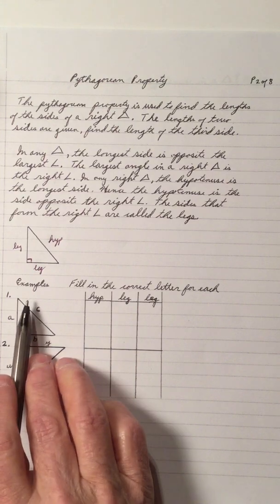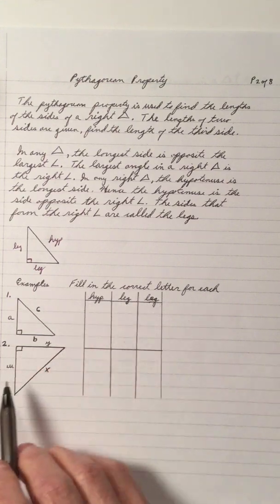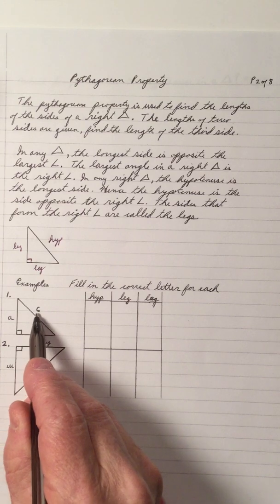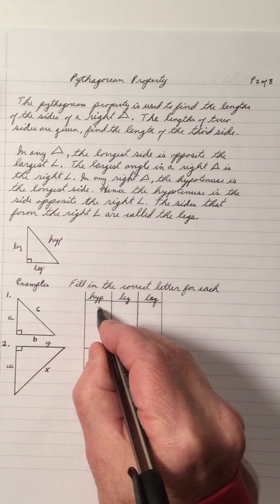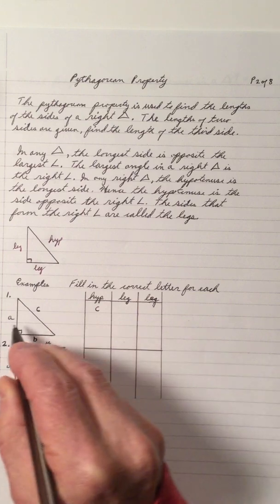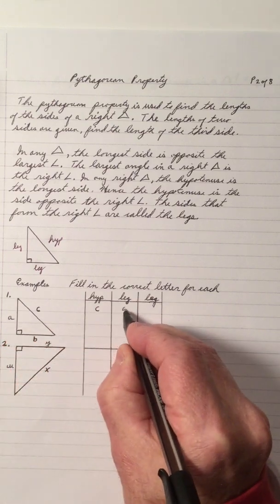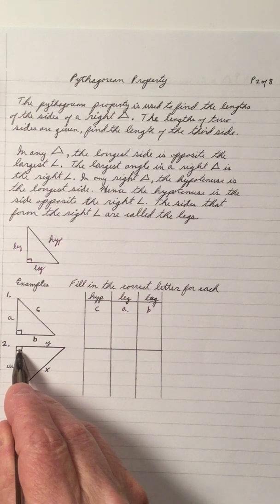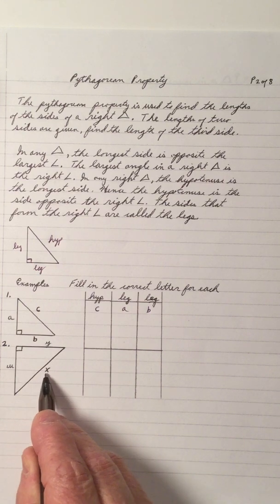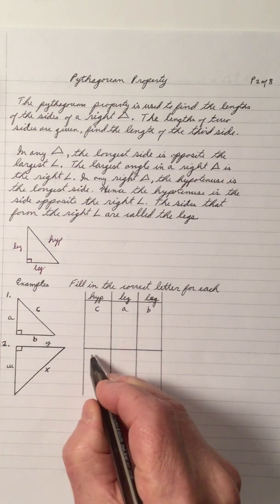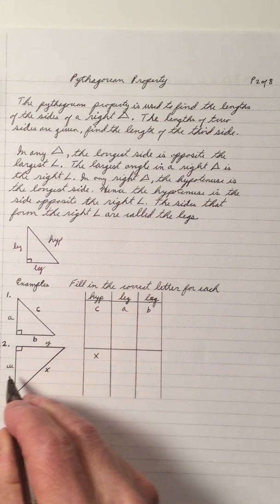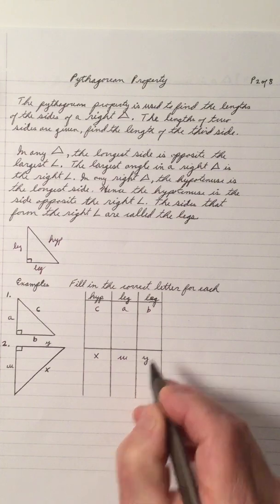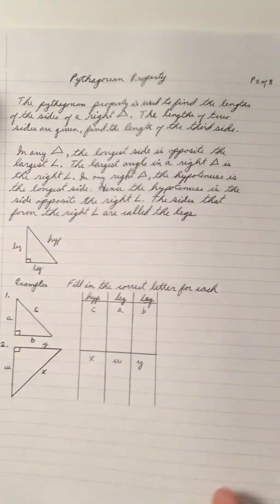Let's do a couple examples. Fill in the correct letter for each. In this triangle, there's the right angle, so there's the hypotenuse opposite that. And the other two sides are A and B, they're the legs. In this triangle, the right angle is right here, and the side opposite that is X, so X is the hypotenuse. And that means the other two letters, W and Y, are the legs.